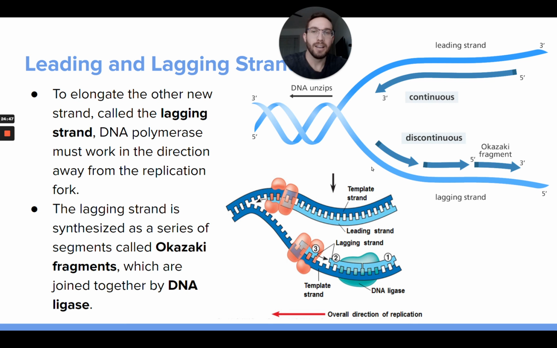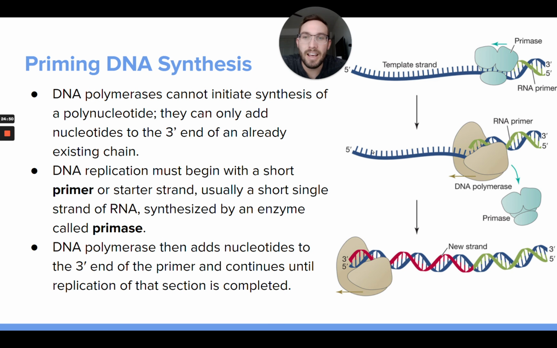which we're going to have to do a lot on the lagging strand. And then another enzyme you guys need to know is an enzyme called primase. So primase is an enzyme that makes a short fragment of RNA complementary to the DNA template. So it's going to build a short piece of RNA, and we call that a primer.